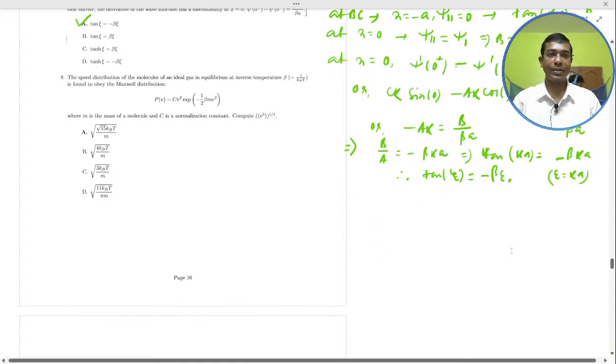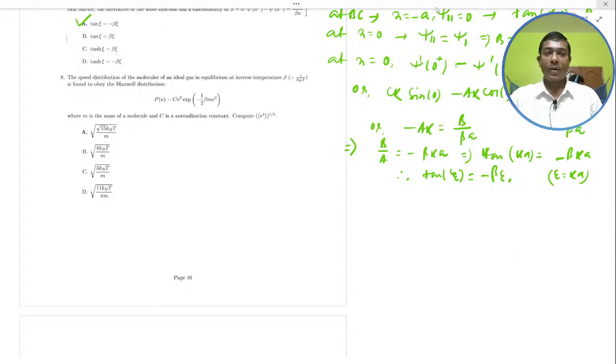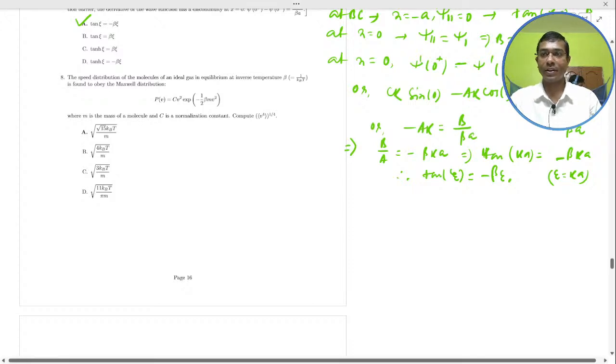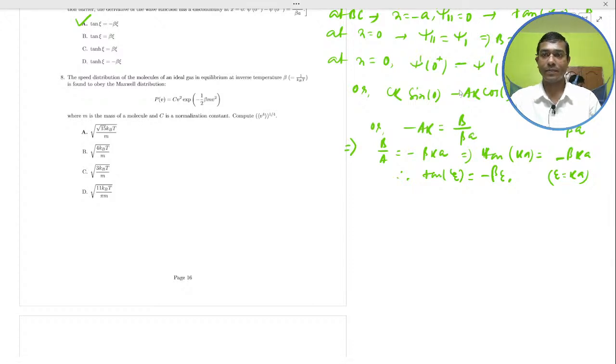Next, question number 8. The speed distribution of molecules of an ideal gas in equilibrium at inverse temperature beta equal to 1 over kBT is found to obey the Maxwell distribution: P(v) equals C v square exponential minus beta m v square.